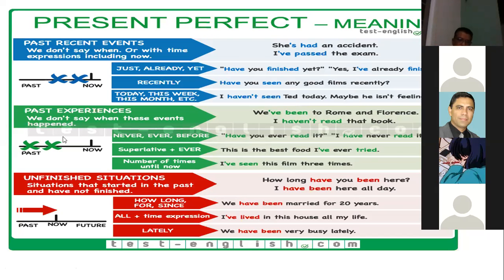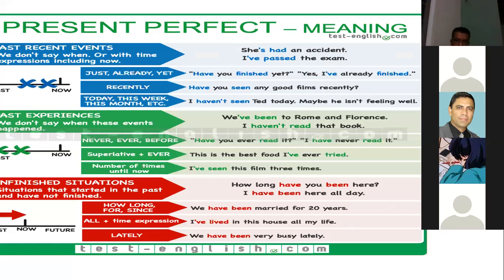For example, let's see here. We have been, or we've been, to Rome and Florence. I haven't read that book. Have you ever read it? I have read it. I have never read it. This is the best food I've ever tried. Este es como un superlativo, ¿verdad? Esta es la mejor. Entonces aquí, ¿cuál es el superlativo que estoy usando? Best. This is the best food I've ever tried. Esta es la mejor comida que he probado. No hay nada que sobreponga eso, ¿verdad? Es un superlativo. I've seen this film 3 times. He visto esta película 3 veces.